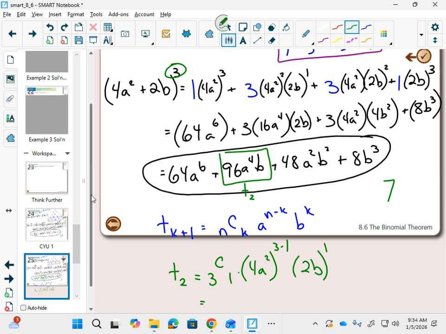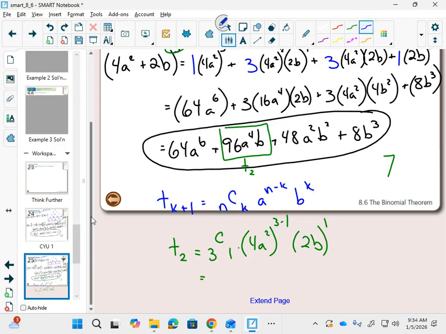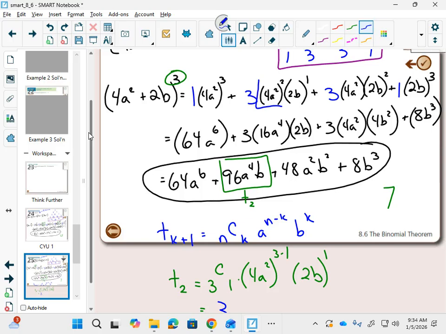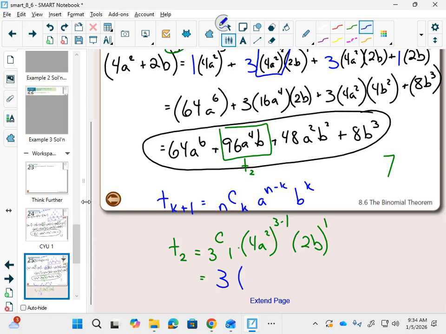Notice that using the formula, the 3 choose 1 gives us the 3 that's right there. Here I'm going to have 4a squared squared. Do you see that that matches up with that? 4a squared squared, so this will be 16a to the 4, and 2b to the 1 is 2b. Well, then it's leading me right down this path to get that second term. The formula you could use to find all 4 of those, you would just have to do the formula 4 times. That would work as well.